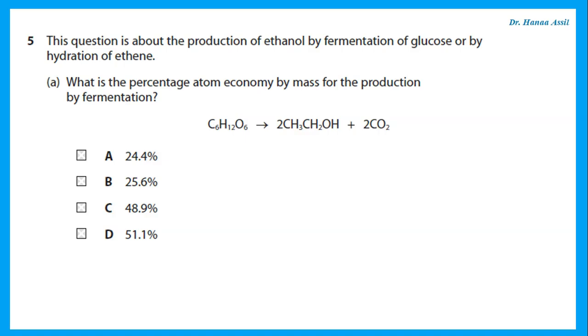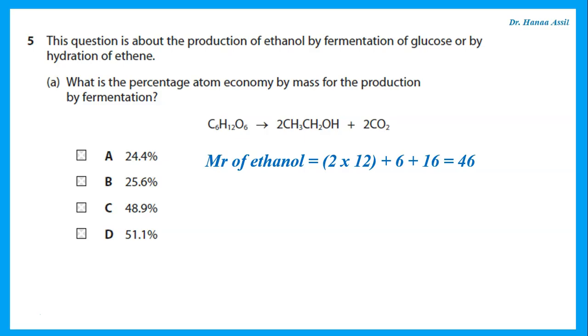This question is about production of ethanol by fermentation of glucose or by hydration of ethene. What is the percentage atom economy by mass for production by fermentation? So we're starting with glucose, and we have this balanced equation to give ethanol and carbon dioxide. Remember, how do we calculate percentage atom economy? I'm going to remind you again that that is the molecular mass of the required compound over the total molecular masses of all the products times 100.